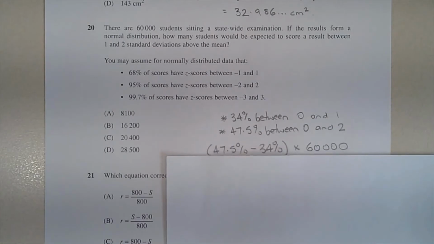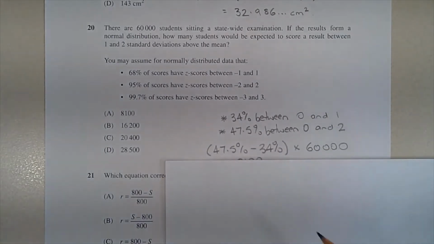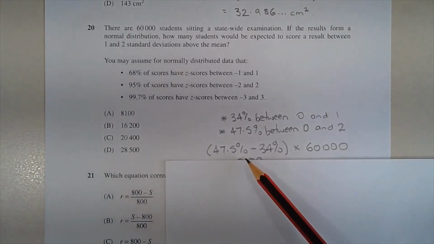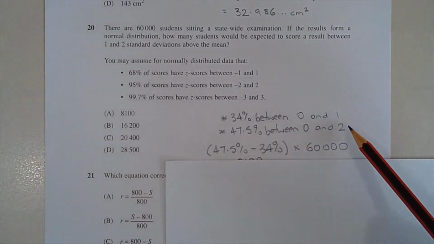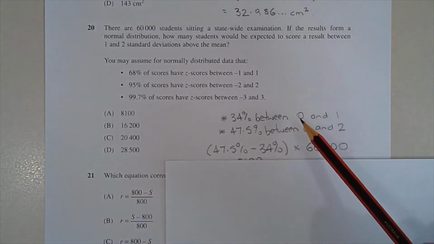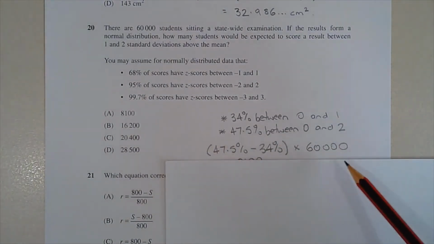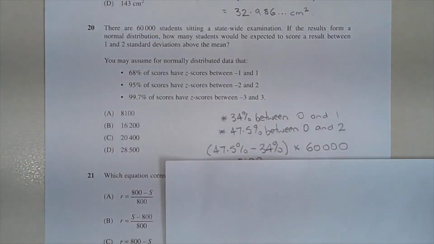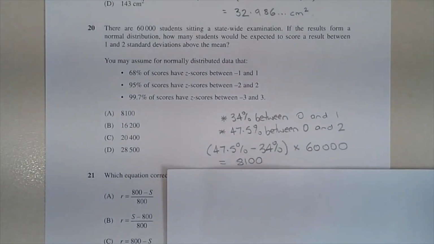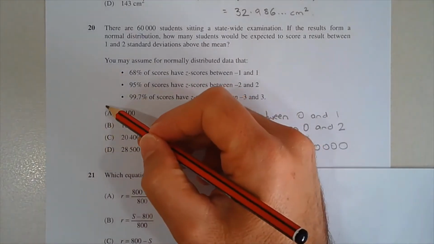And to work out the number of scores, it's 47.5%. So that's the number of scores between 0 and 2, and we're going to subtract from that the number of scores between 0 and 1, and that's 34%. And we're going to multiply that by 60,000, since there are 60,000 students. And we obtain 8,100. So the answer is option A.